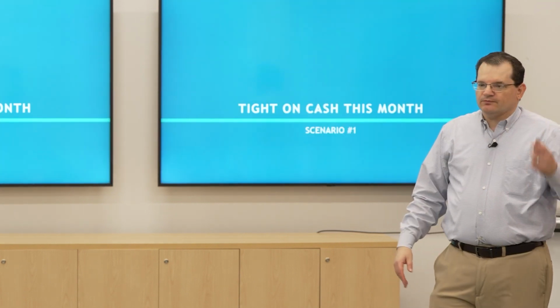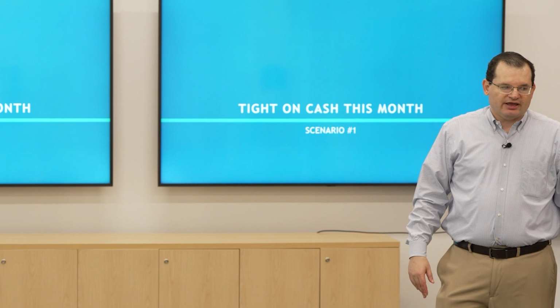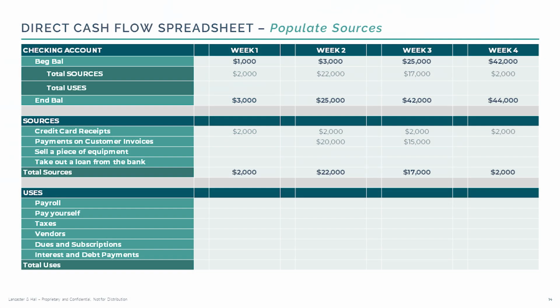So first, we're going to get tight on cash this month. The first thing we're going to do is populate our sources. We're going to put in, okay, we've got credit card receipts, $2,000 a week comes in. Got a couple of customer invoices that are going to be coming in.